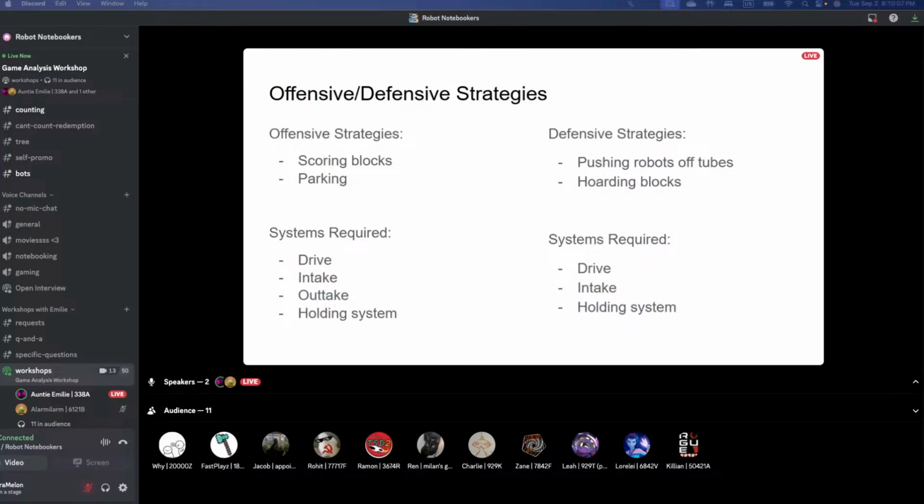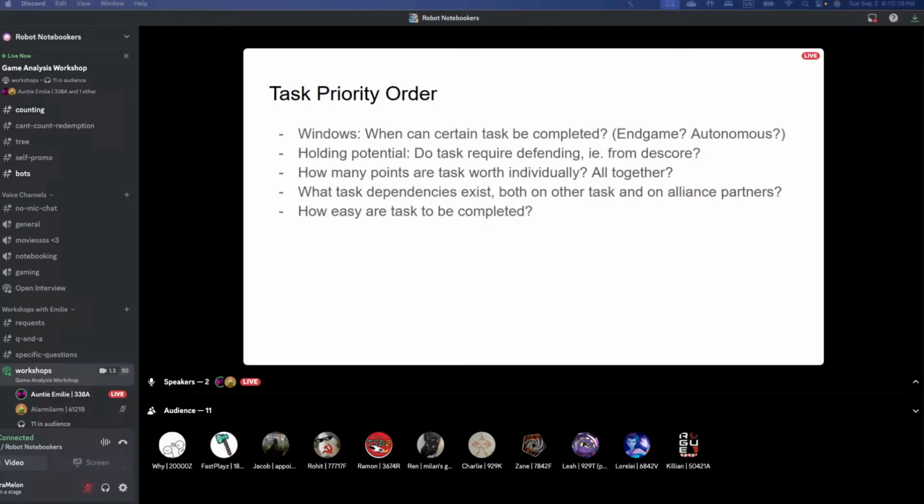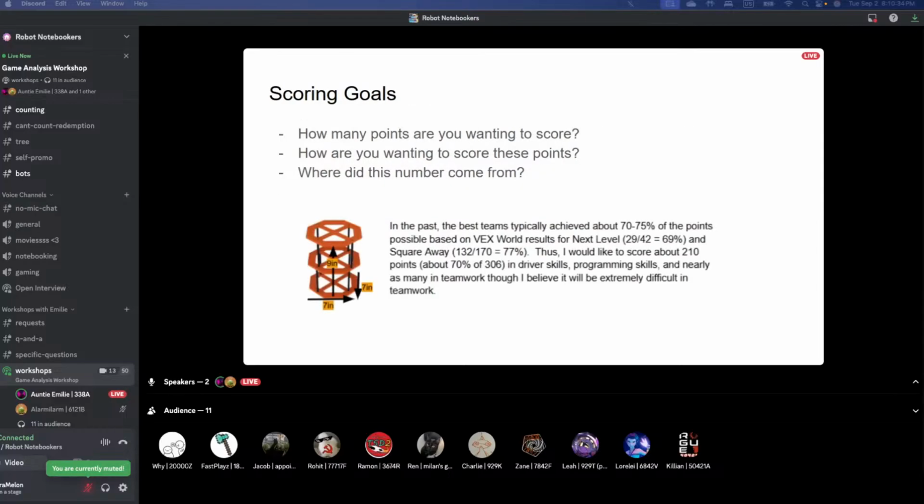Strategies, it's up to you. It could be cool to have some strategies diagrammed out, but I can see this being really spacey really quickly, so I wouldn't worry about it too much. A flowchart could be nice for your task priority order. You could have an autonomous flowchart, a regular match play flowchart, and then an endgame flowchart. I've actually seen this done very well in some notebooks. That would make a nice visual for that.